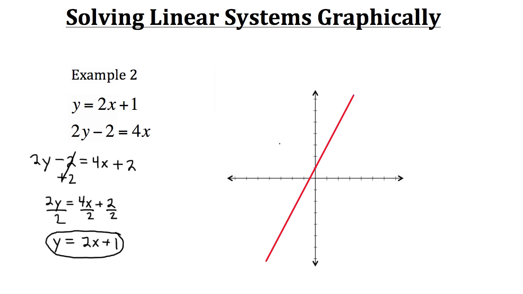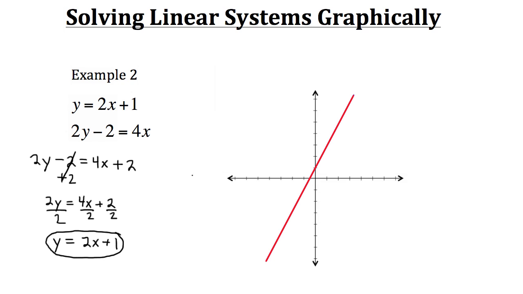Now when this occurs, the system is still consistent because there is a solution, but in fact there's an infinite amount of solutions. Since they're the same line, they're going to be intersecting at an infinite amount of points. Now this would also specifically be a dependent system. It's dependent because the equations involved in the system are actually the exact same. They produce the same exact line. So when something like this occurs, the system will be consistent and dependent.